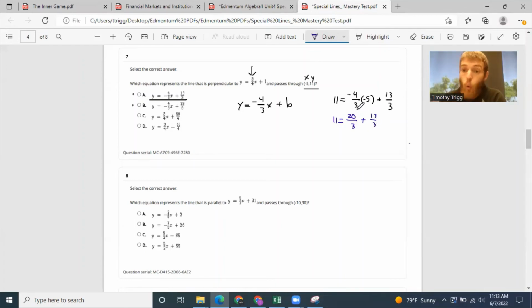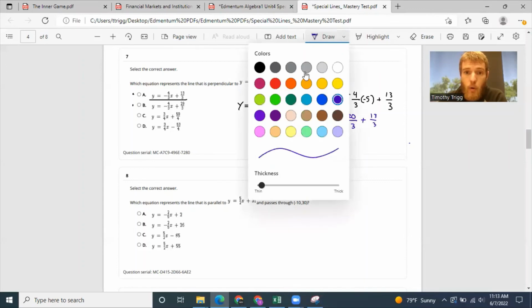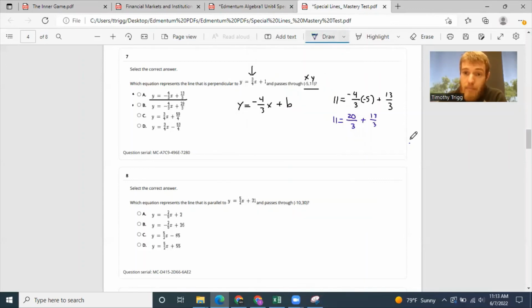When we're adding or subtracting fractions, we want to make sure our fractions have the same denominator, the same bottom number. In this case, they do. And when that's the case, you just add the top numbers, the numerators. So 20 plus 13 is 33. We still keep the denominator the same, so that's 3.